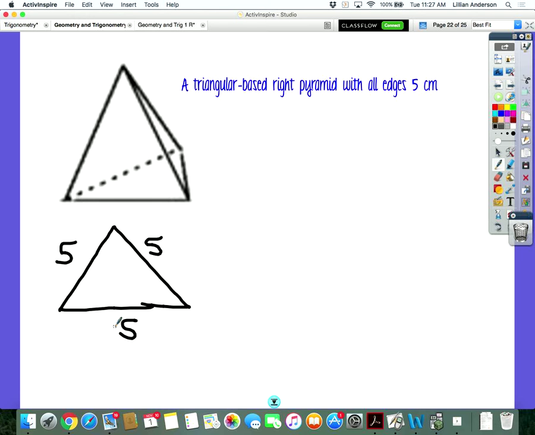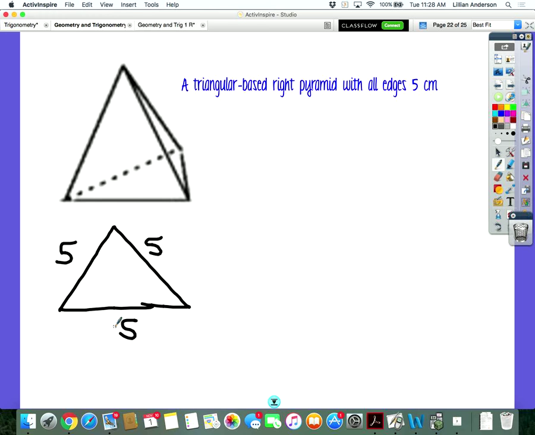1/2 base times height. Or the same thing, area equals 1/2 ab sine C. You guys remember that from the last unit? It's in the reference book. But this can also save you a little bit of time with triangles like this, okay?